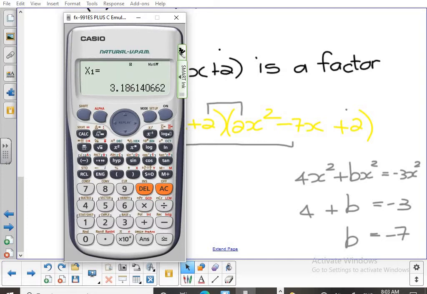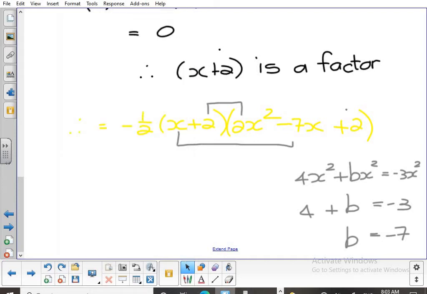Immediately because of the decimal, how on earth do you factorize decimals? You're not able to do that. The next one is also a decimal. The only one that is a perfect answer is negative 2, which is the one we already have. So that means to me that that thing cannot be factorized.